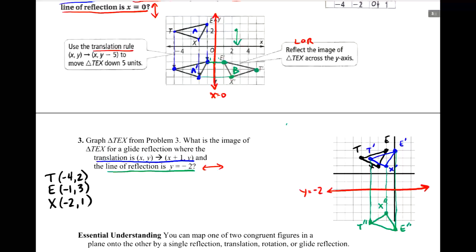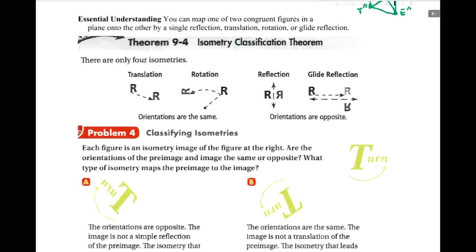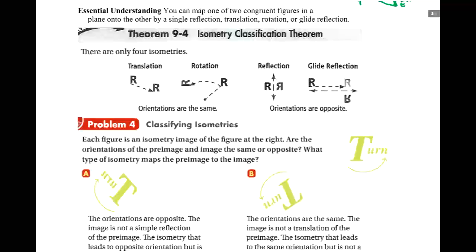Not difficult, but you are going to have to work carefully and probably slow down a little bit. Okay, let's look at our last bit of stuff here. Classifying isometries. So you can map one of two congruent figures in a plane onto the other by a single reflection, translation, rotation, or glide reflection. So we really only have 3 transformations here. The glide reflection, I guess it's kind of a 4th, but it's just a combination of your reflection and translation.